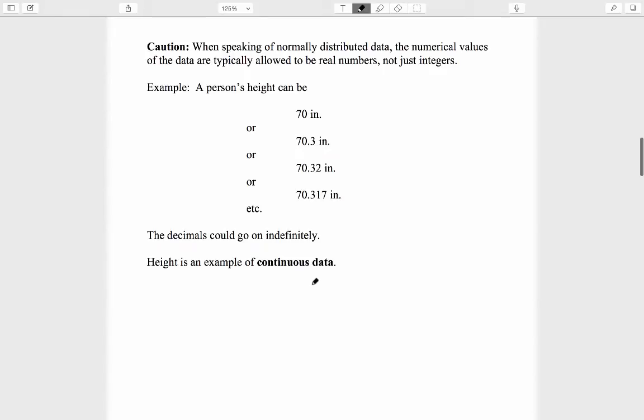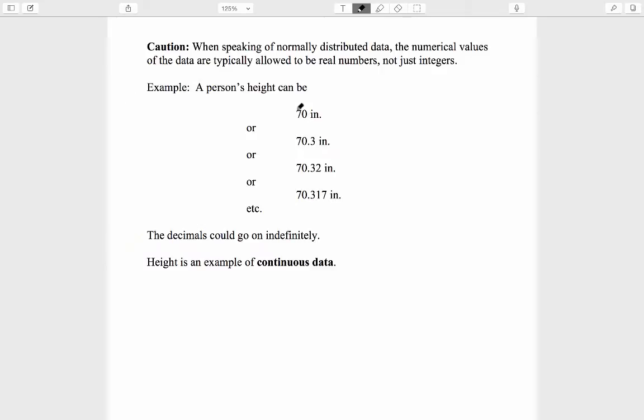Before we continue, there's an important caution we need to make. When speaking of normally distributed data, the numerical values of the data are typically allowed to be real numbers, not just integers. That means that it can be written in decimal form, and there's no inherent limit to how many decimal places there could be. For example, a person's height can be 70 inches, or 70.3 inches, or 70.32 inches, or 70.317 inches.